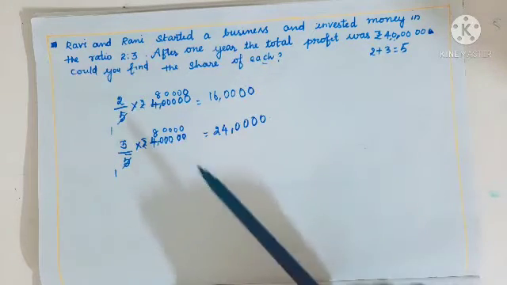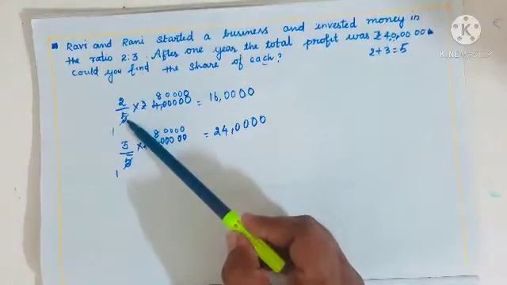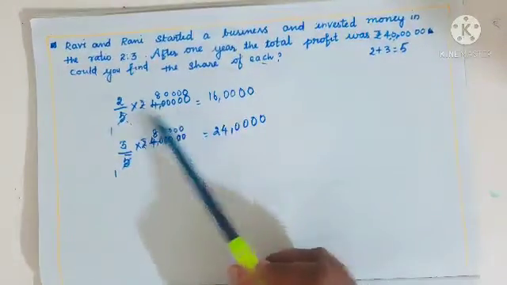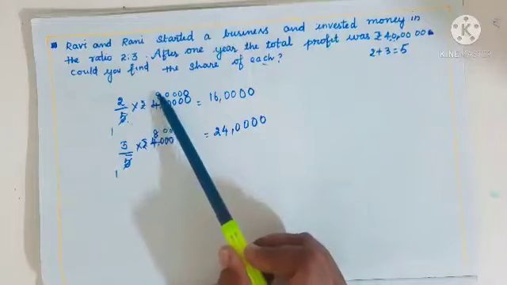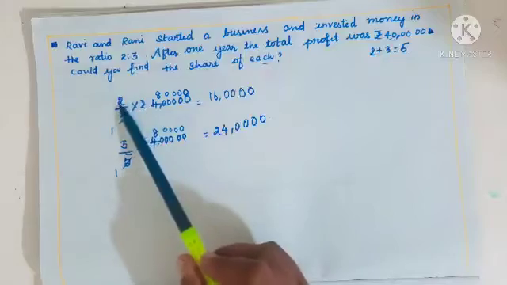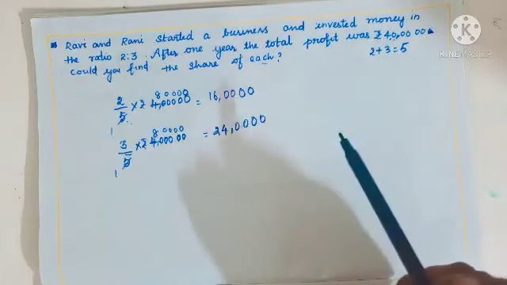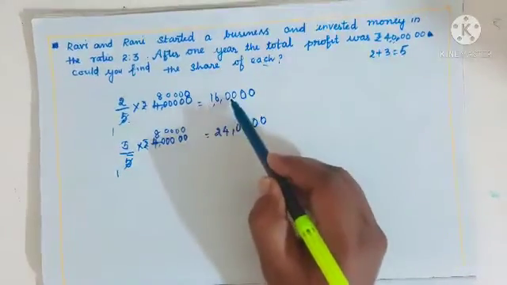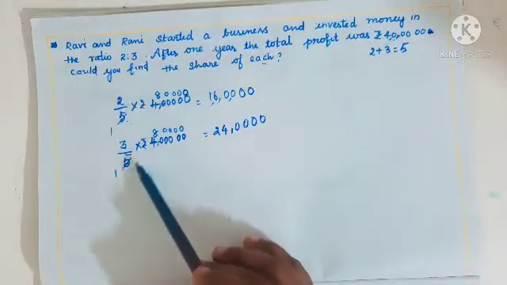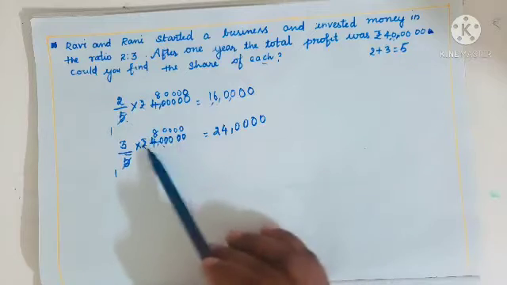So here 2 by 5. 2 is their ratio, that divided by total number 5, into the profit which is 4 lakhs. So now we can cancel, 5 ones are 5, 5 8s are 40. The rest of the zeros you just add up. So when you multiply, what do you get? 8 2s are 16. So he gets 1,60,000. Understand here? He gets 1,60,000. Likewise, Rani's share is 3 by 5 into 4 lakhs. So she gets the same thing, you do the calculation.